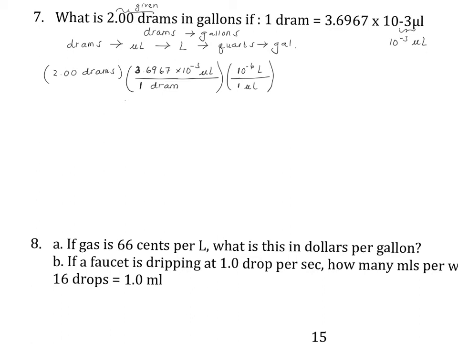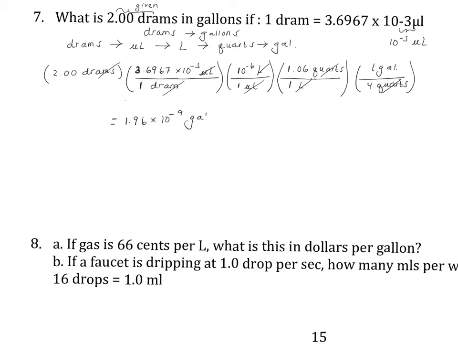Now our next part of the pathway is to go from liters to quarts. For every 1 liter, we have 1.06 quarts. And there are 4 quarts in 1 gallon. So quarts cancels out, liters cancels out, microliters cancels out, and so does drams. And in the end, we're left with the units of gallons, and to 3 significant figures, it's 1.96 times 10 to the negative 9 gallons.